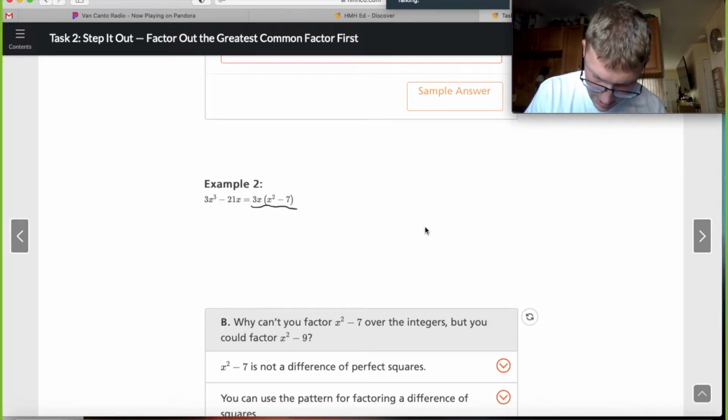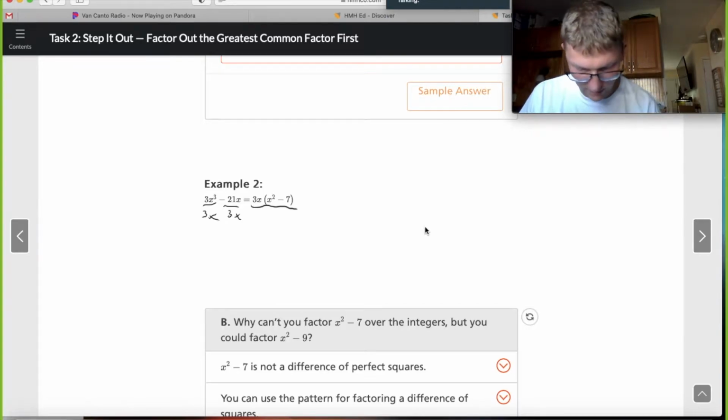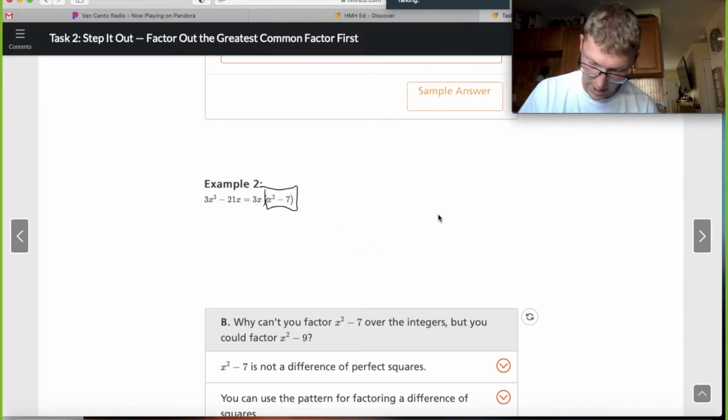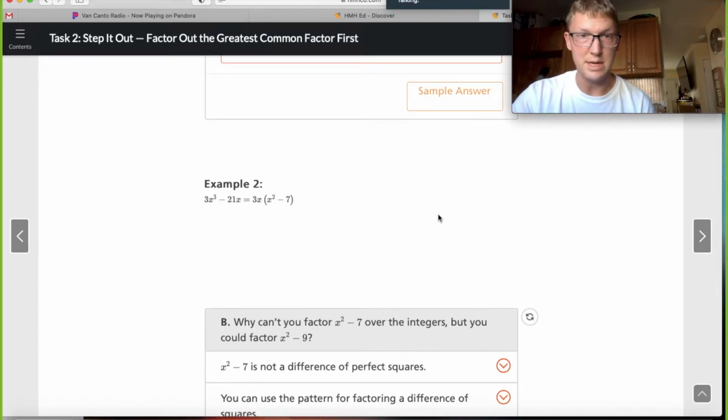So 3x cubed divided by 3x is x squared. Negative 21 divided by 3x is negative 7. So that's where all of that came from. And that's as far as this will go. We can't take it any further. So it is totally factored, if you will.